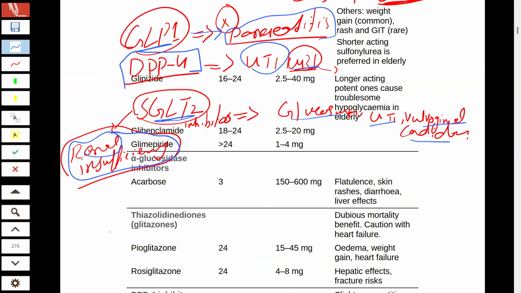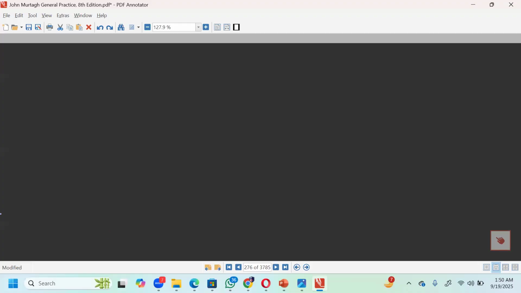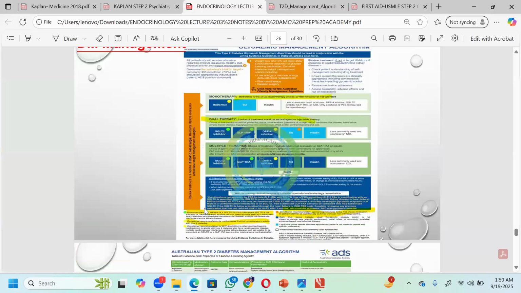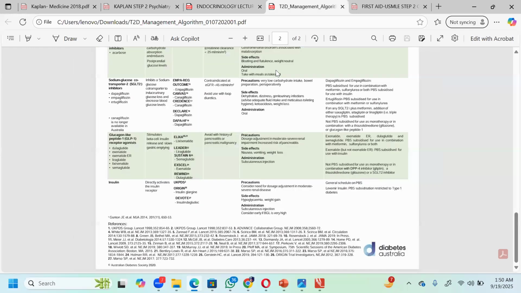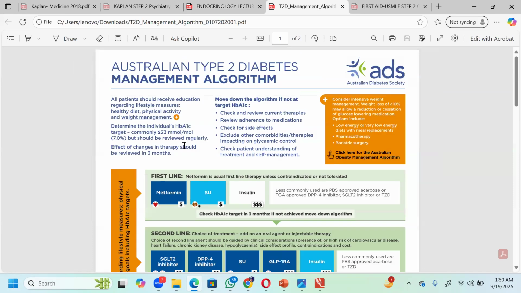Then you will add a second drug as well, according to comorbidities. And if dual therapy is ineffective, then you will go for a third drug. This is the Australian guideline. First line is always metformin.